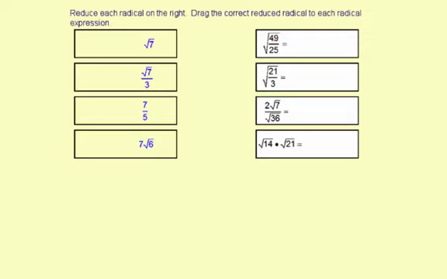Well, I can't divide this directly because 49 is 7 times 7, and 25 is 5 times 5. There are no common factors, but I can distribute the radical. So radical 49 over radical 25, and those are both perfect squares. Radical 49 is 7, radical 25 is 5, so the reduced radical is 7/5.